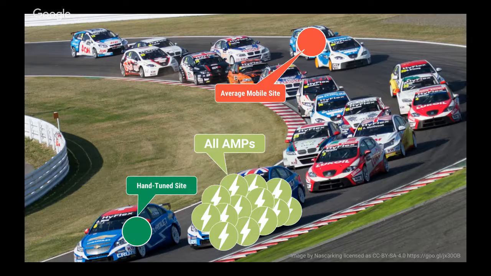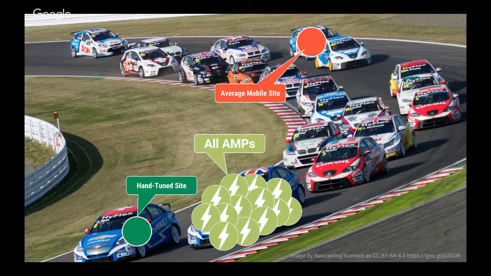Like in this image, the vision for AMP is to make it fast enough for users to load your mobile website. It's not going to be as fast as a hand-tuned site, but it will be faster to build. It's more scalable, and everyone can use it.